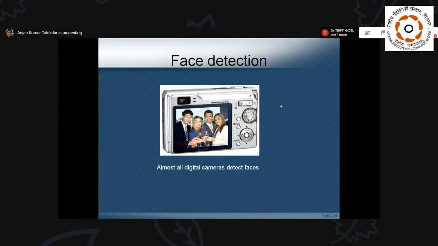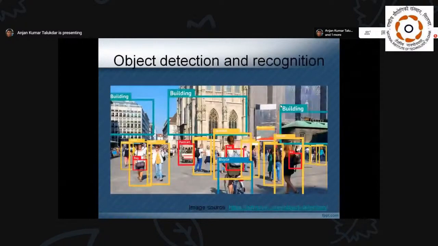Then object detection and recognition. You can see from this image that various objects present in the image are being detected. This is a building, this is a human, this is a bag. So this is not only detecting but also localizing. This means it is also finding where the human is, where the bicycle is. So this is object detection and also recognition.